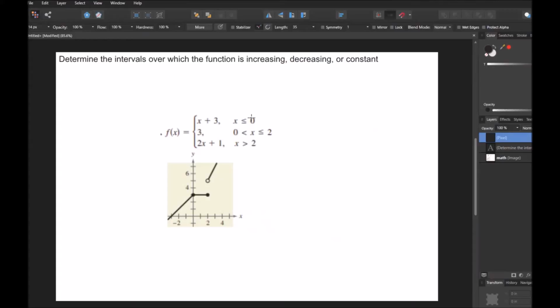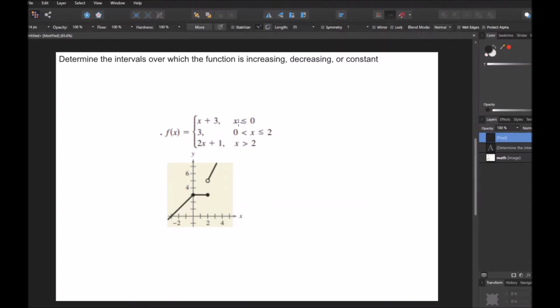Okay, so in this next question, we're asked to determine the intervals over which the function is increasing, decreasing, or constant. And we're given this function here, f of x, and it's defined piecewise, meaning it's defined in 3 different pieces depending on what our x values are. It could be a different function.